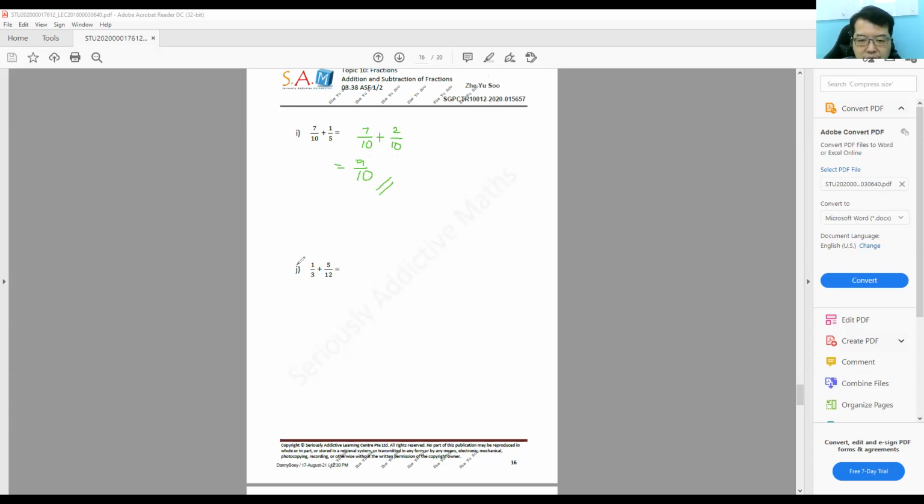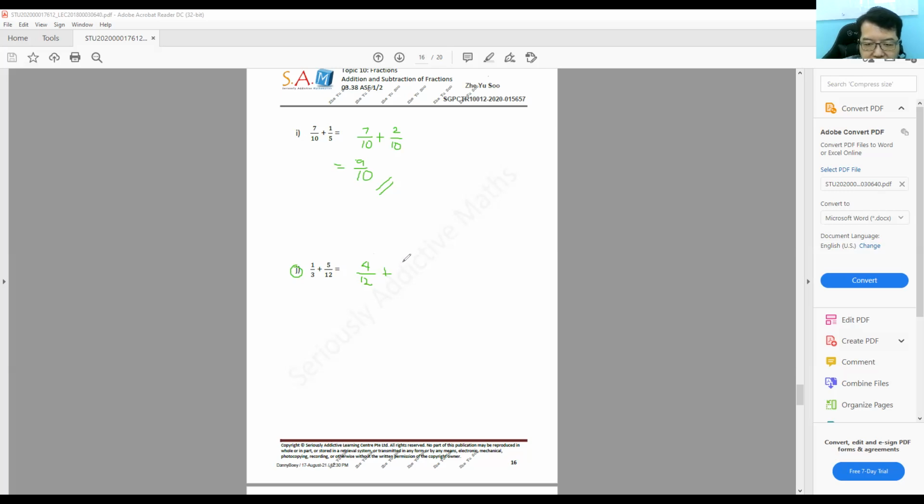Can you do J on your own? Please press pause now. I'll go through the answer in a bit. All right, let's see whether your answer is correct. So we need to add by making sure that the fractions have the same denominator. In this case, 3 is the smallest one. So we need to convert 3 into 12. 3 times 4 equals 12, and then 1 times 4 equals 4.